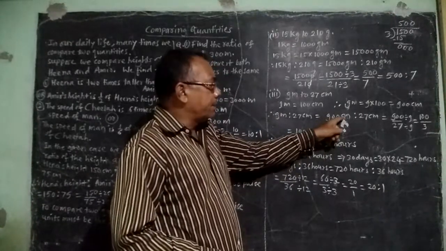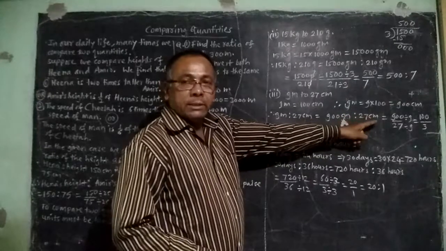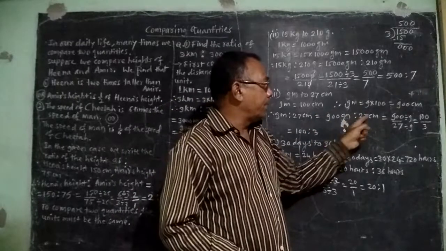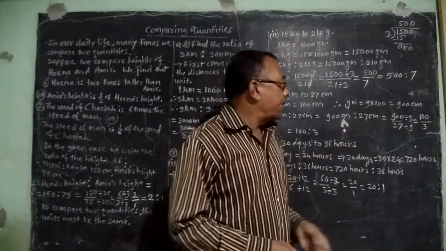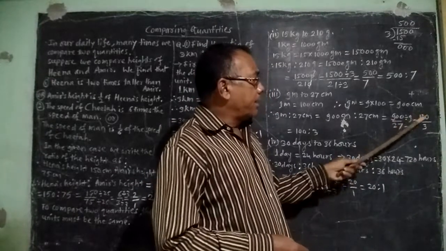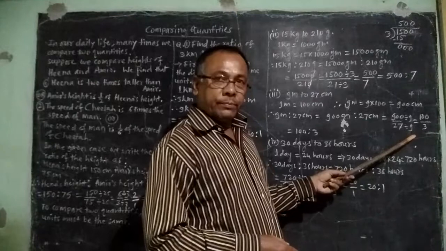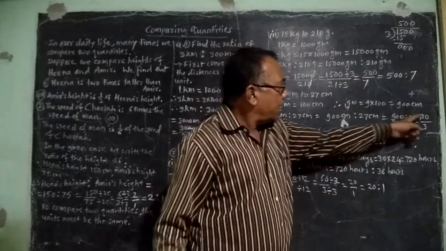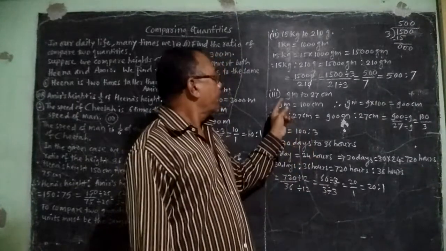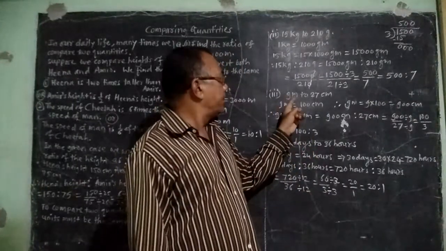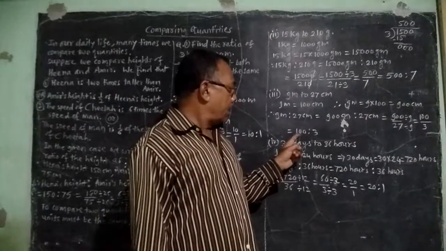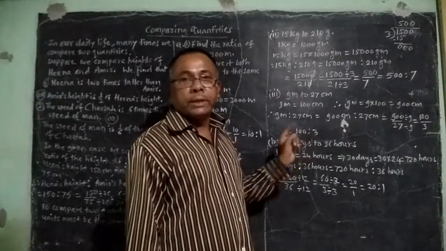So here we can write 9 meter as to 27 centimeter, and that is equal to 900 centimeter as to 27 centimeter, both the units are same. So we can write here 900 upon 27, and dividing both numerator and denominator by 9, we get 100 upon 3. Means reduction will be 100 upon 3, or it can be written as 100 as to 3. So ratio of 9 meter to 27 centimeter will be 100 as to 3.